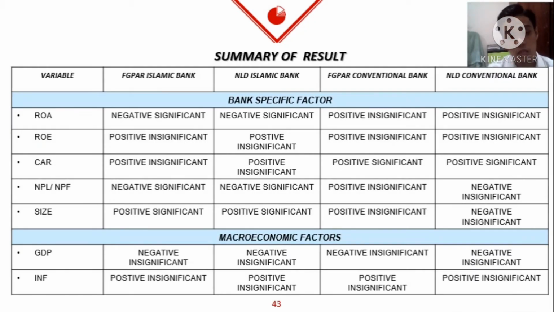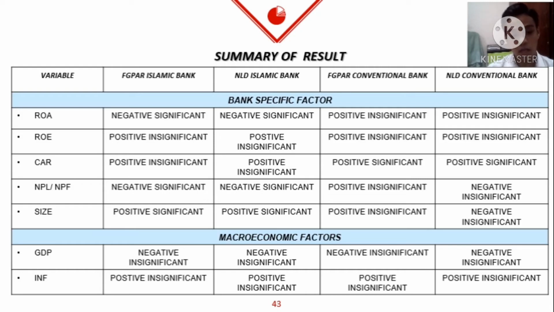We now move to the summary of the result. This table indicates the 4 models that have been used in this study. First, FGPR Islamic Bank has consistent result with the NLD Islamic Bank, and FGPR Conventional Bank has a little bit different result from the NLD Conventional Bank.